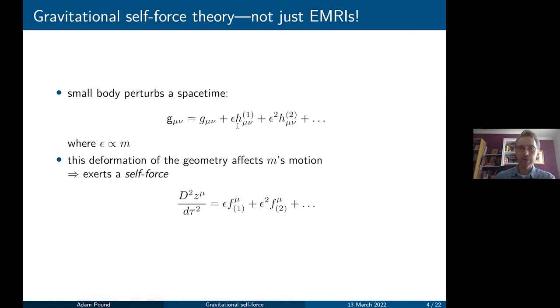The zeroth order term is the external spacetime. So for an EMRI, that external spacetime would be the spacetime of the big black hole. And then we have perturbations due to the small body. Then this deformation of the geometry due to these perturbations is going to react back on the small body itself and affect the motion of the small body. And so we say it exerts a self force, where if we write the covariant acceleration of the body in the background spacetime, it's not zero like we would have for a geodesic. Instead, we have corrections to the geodesic motion coming from these perturbations, h1, h2, and so forth. And also finite size effects come in in these forces as well.